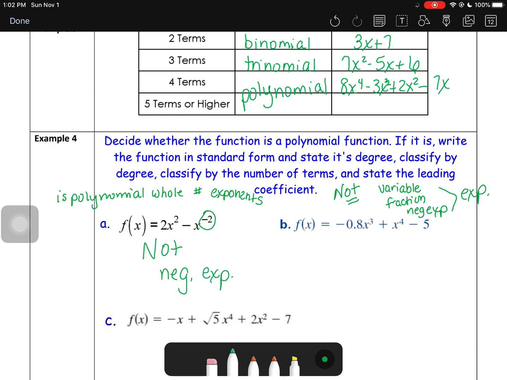In the next example, it is a polynomial, and we will put it in order, starting with our x to the 4th, and then our negative 0.8x cubed minus 5. This would be to the 4th degree. It is a trinomial because it has 3 terms, and the leading coefficient is 1, the number in front of the x to the 4th.